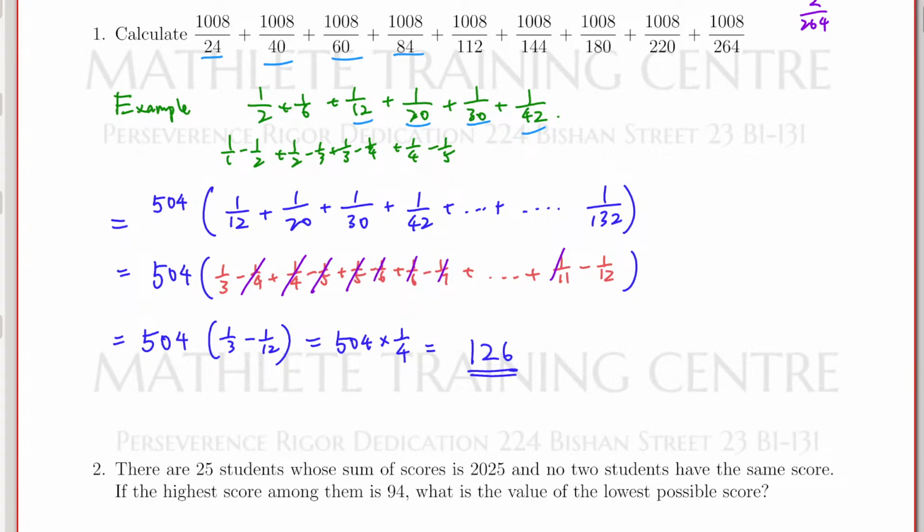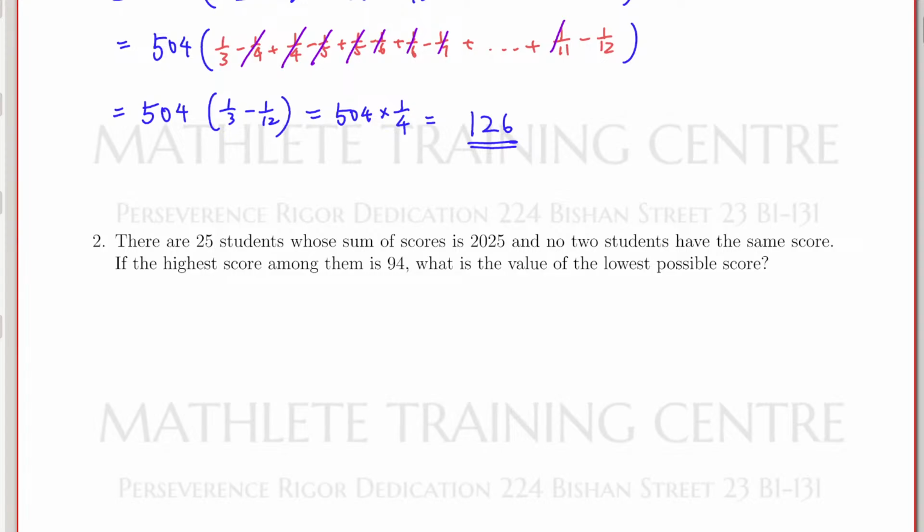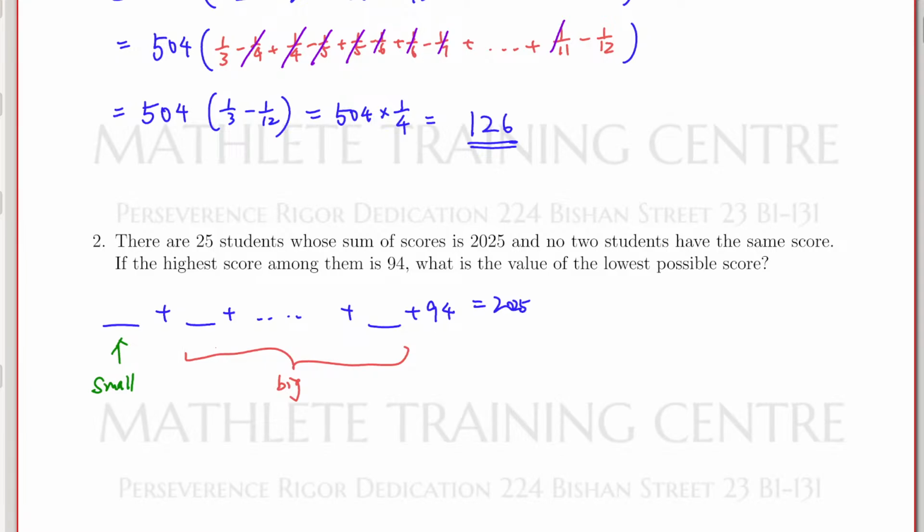So if I want one of them to have the lowest possible score, then what must I do? This is a situation where we have some number plus some number plus so on and so forth, all the way until 94. This is 2025. If I want the first number here to be small, that means I want everything else to be big, right? So if I want everything else to be big, then what should I let the numbers be? I should let the numbers be 93, 92, 91, 90, all the way down, right?